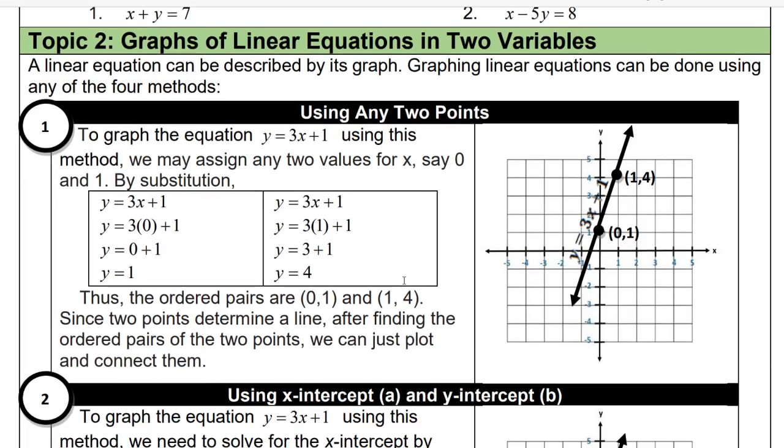Our topic 2 is graph of linear equations in two variables. So, a linear equation can be described by its graph. Graphing linear equations can be done using any of the 4 methods. Number 1, using any 2 points. Okay? So, graphing linear equation can be done using any of the 4 methods. Number 1 method is using 2 points. Okay, so using 2 points, you can now graph the equation.